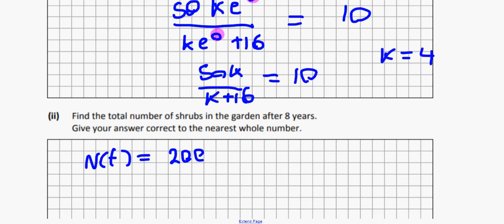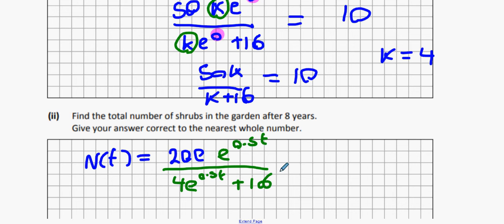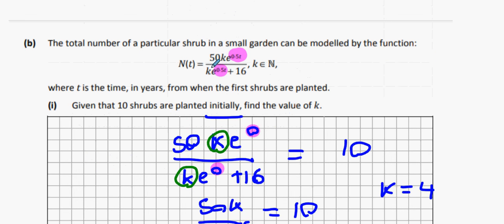Anywhere there's a k, see the k's? I'm replacing the k's with 4. Okay? So that's why it's 200 e to the 0.5t. There was a k on the bottom here, which means that's 4 e to the 0.5t plus 16. I've redone my equation, except I've inserted the k value as 4. Is that okay with you guys?